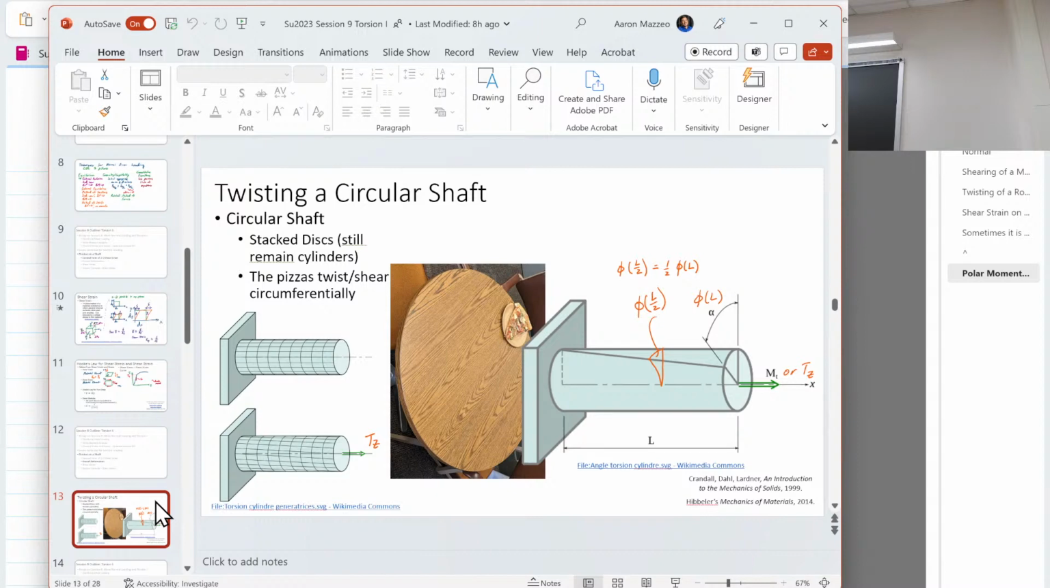Where's the folder? Old tests are on the website. If you go to the website, there you go. Exam 1.